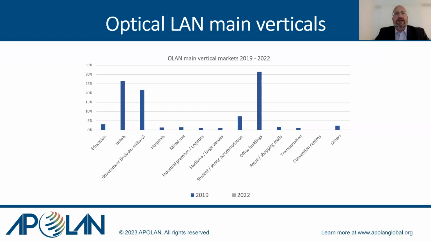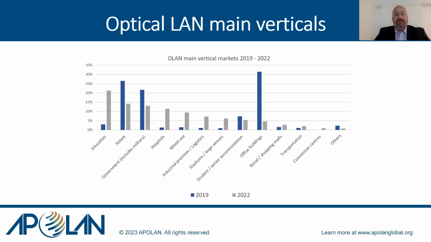There was also an important one, senior and student accommodation. But if we look at offices being so important, and we think, as we probably know, how much offices were impacted during the pandemic and in the aftermath of the pandemic, so still nowadays, it is remarkable to think that optical networks managed to grow despite this situation.